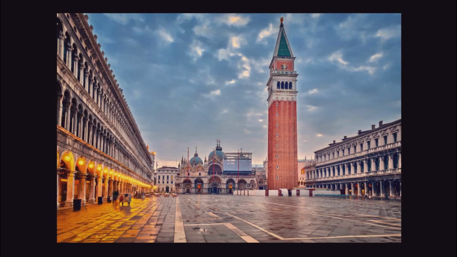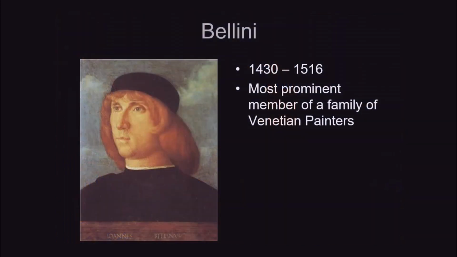So it's not a surprise that oil painting gets a much-needed head start in Venice as opposed to other places for the Renaissance. And so we see a string of painters, particularly in the end of the Quattrocento, particularly the Bellini family. You have Jacopo Bellini, who is a very successful painter, and he trains his sons, and one of those sons is Giovanni Bellini.